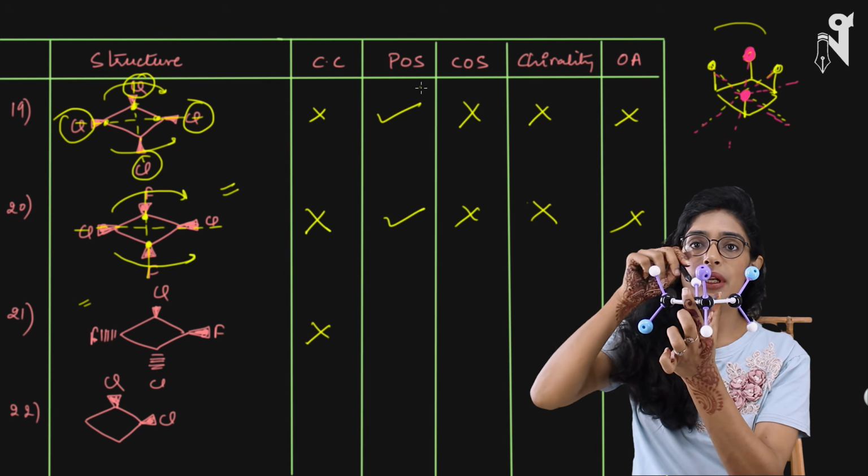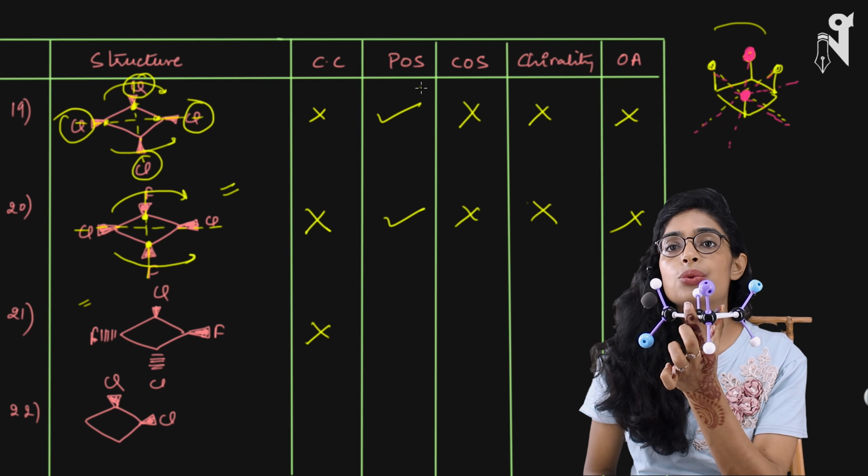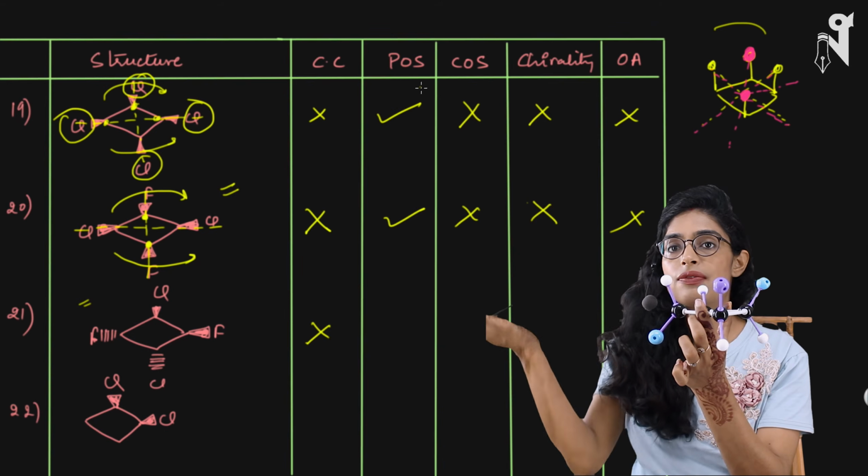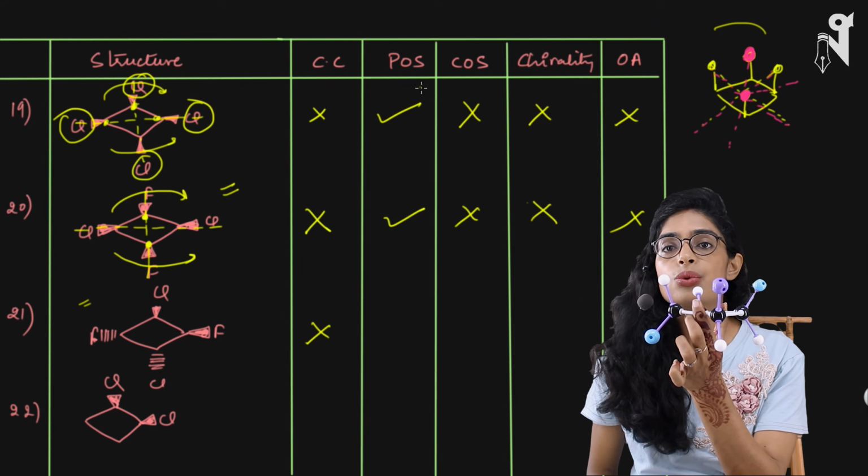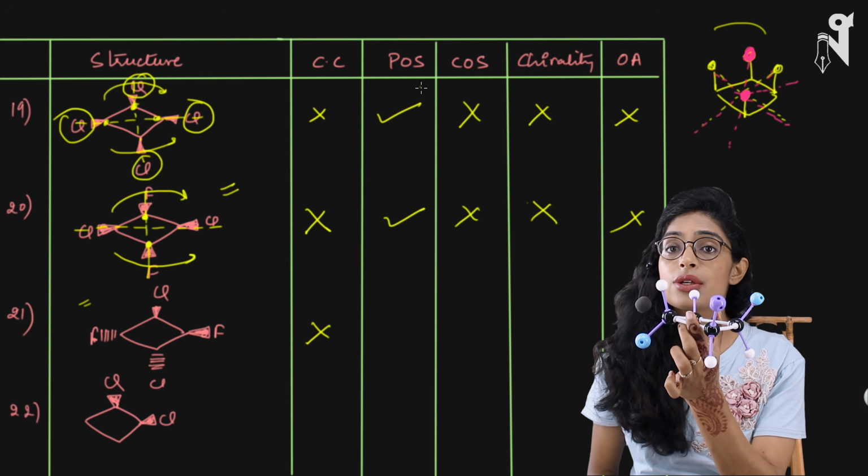If I cut it through this plane, am I getting two equal halves? Still I am not getting two equal halves. If I cut it horizontally, am I getting two equal halves? No, I am not getting two equal halves.